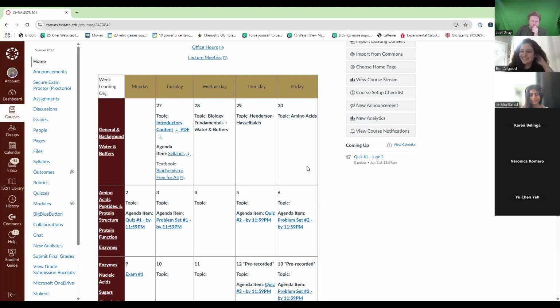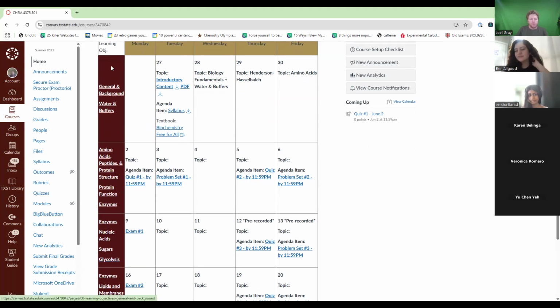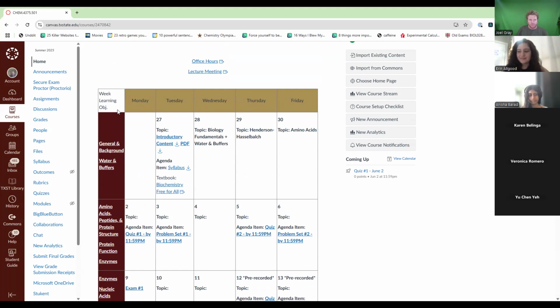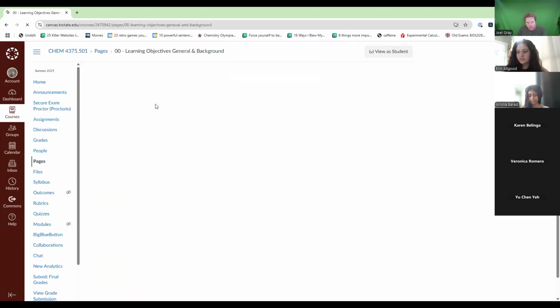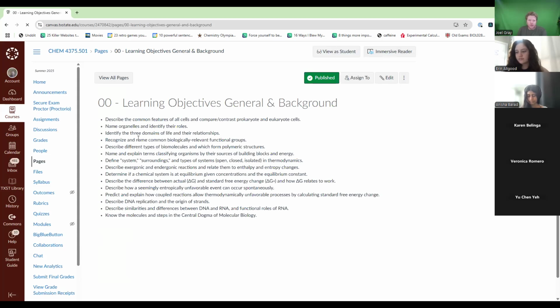Okay. Here's the rundown of the class. On the left-hand side, I've got the week's learning objectives, and I want you to have access to these. I'm going to make them available as we visit them. For instance, general and background information. That learning objective is published, and these are the learning objectives I want you to walk away with from this first section. Most of this we're going to cover today. There's a couple of things that we'll catch tomorrow and wrap up then.